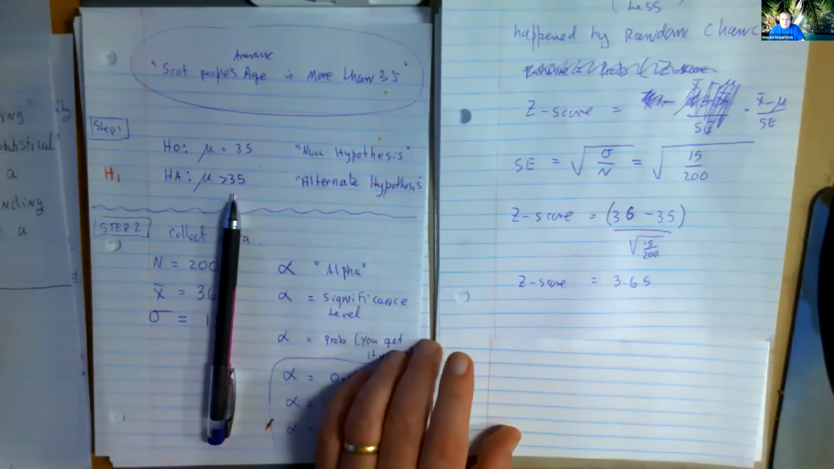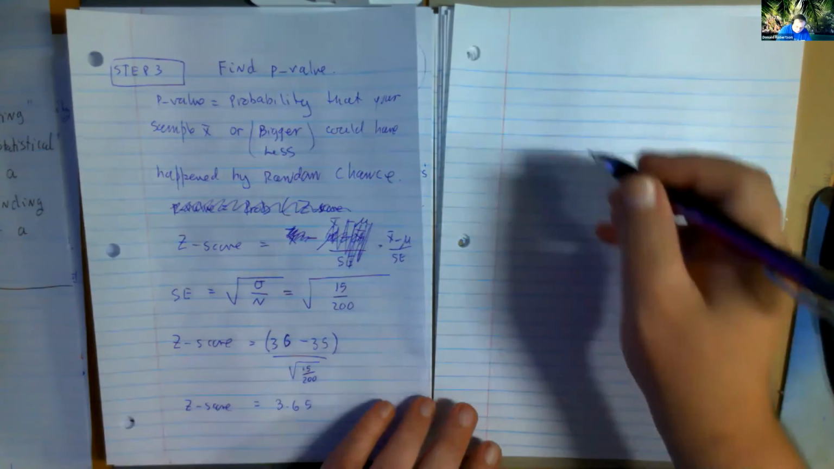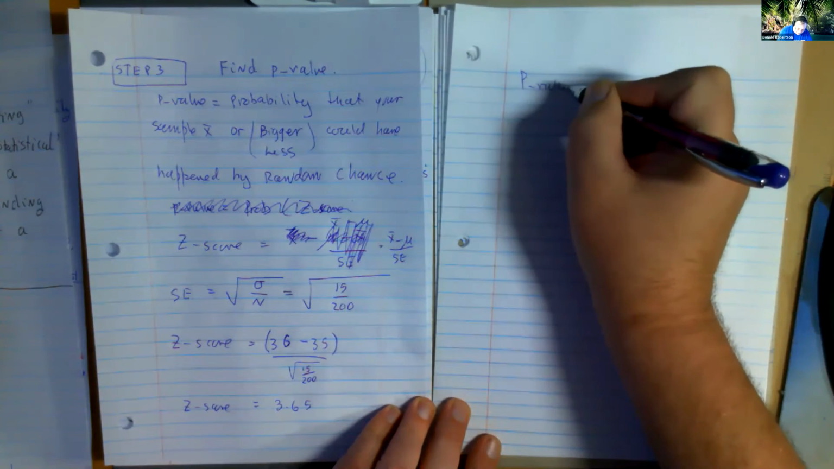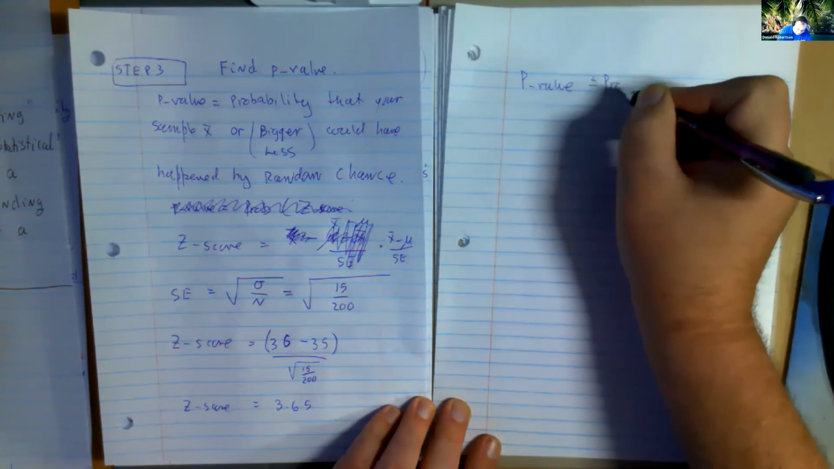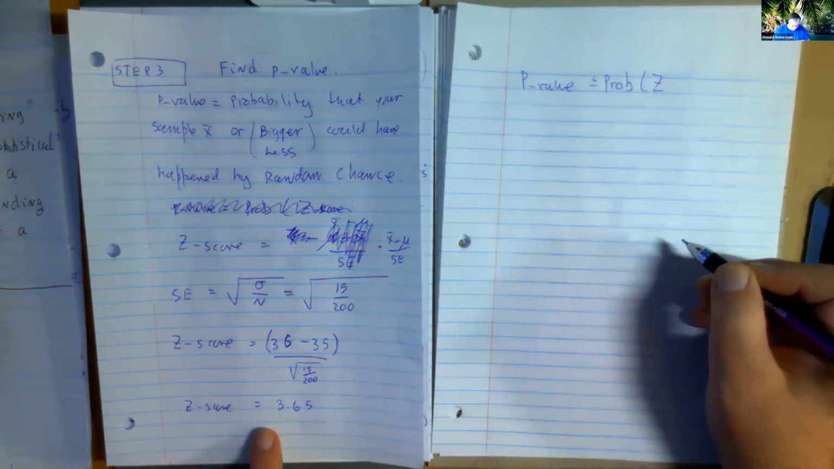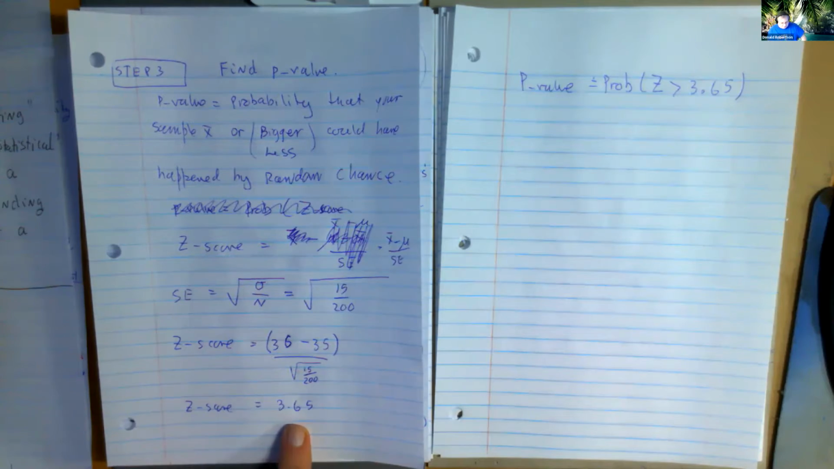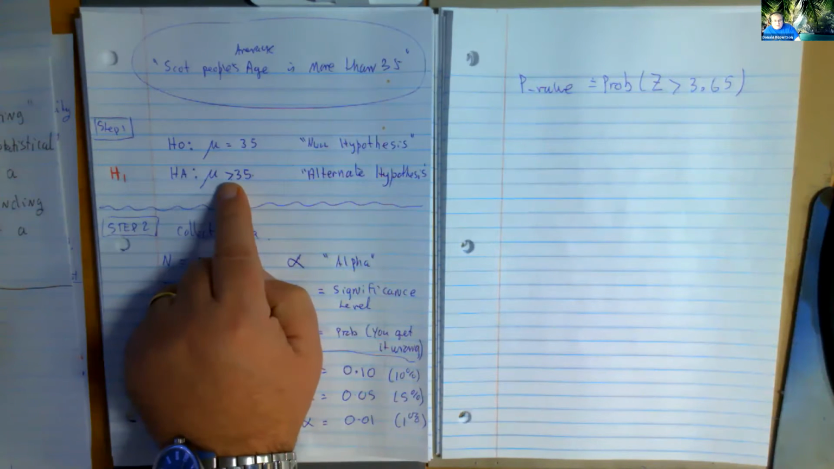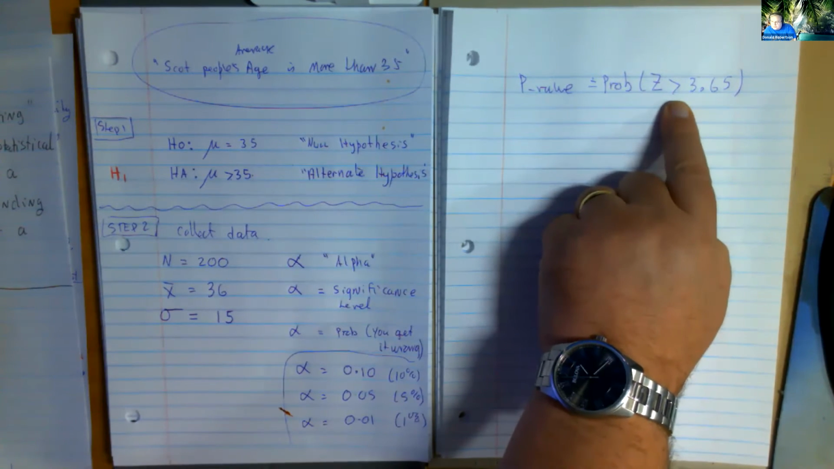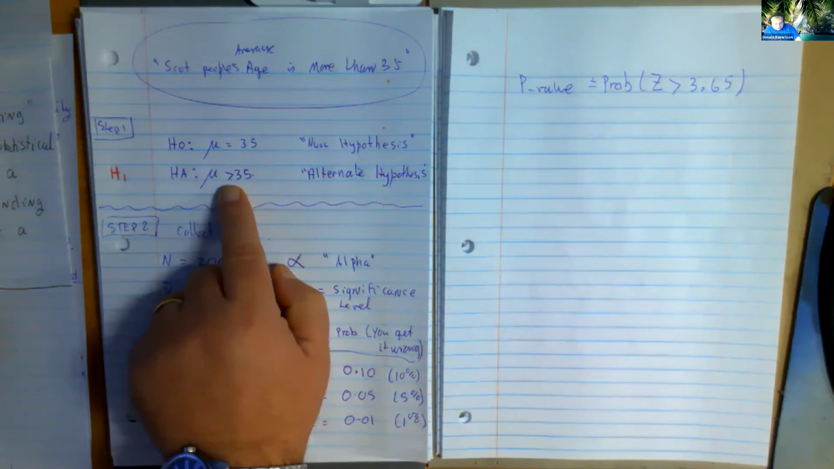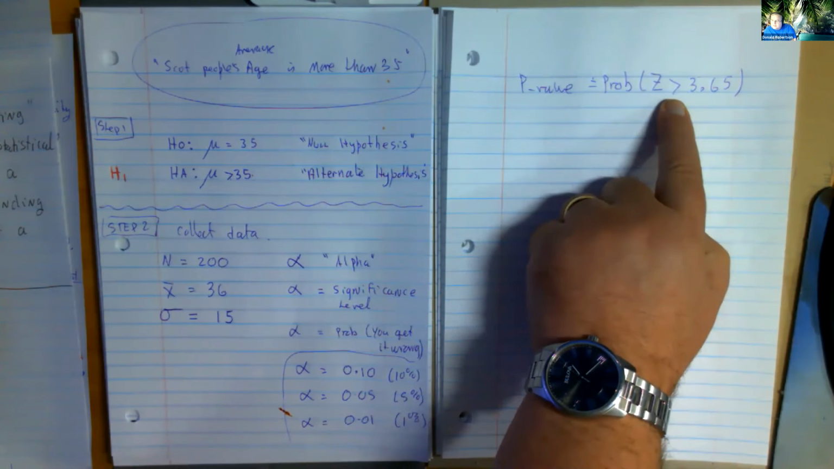So what we're going to now do is return back to my notes and take you to the next stage. We are now going to get the p-value. The p-value is the probability that you get a z-score greater than 3.65. Now you might say, why is it greater than, or couldn't it be less than? If this thing says greater than, this will say greater than. If this says less than, this will say less than, okay?